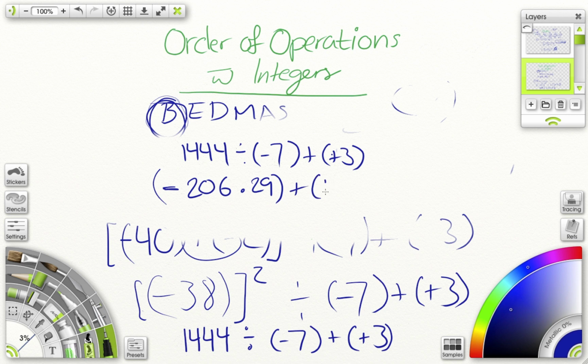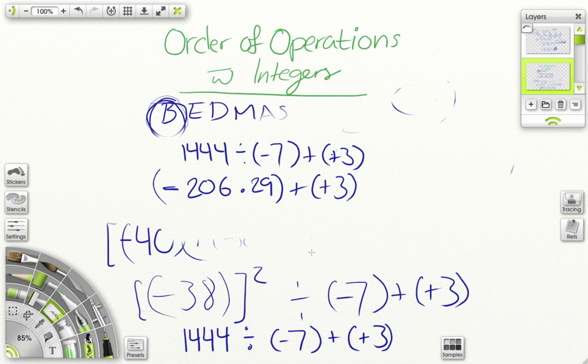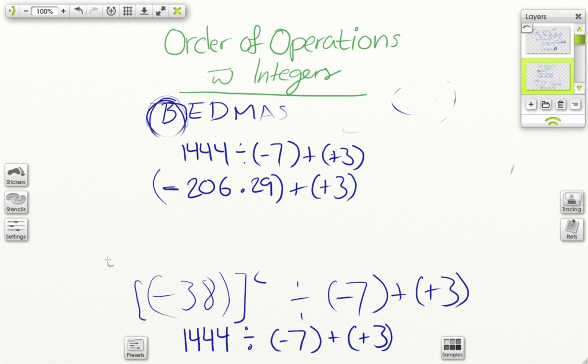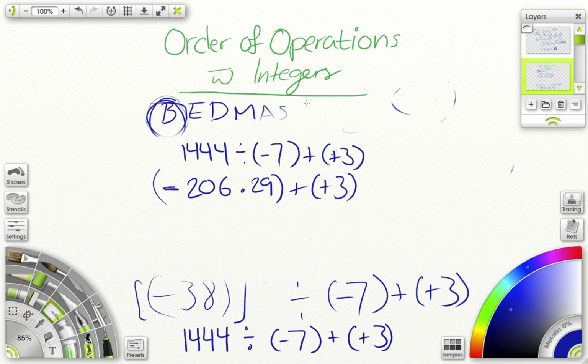plus +3. So normally I try not to give you guys too many decimals, but the same rules apply with integers with decimals. The only difference is you just have a decimal tagged onto the end of it. So I'm at -206.29 plus +3. So a negative plus a positive number, I'm going to the right on the number line because I have two positives right beside each other here.